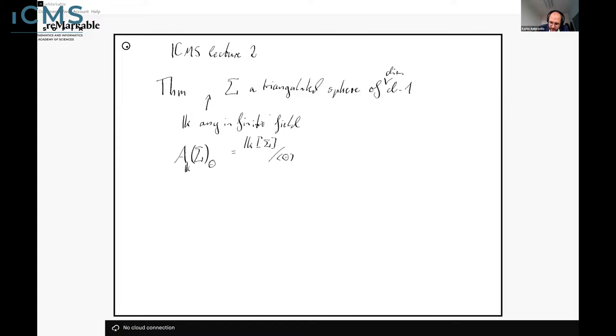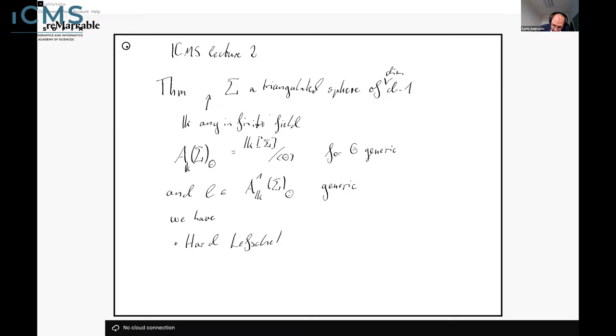So what do I want here? For theta generic, and L in the degree one component of this ring, again a generic element. So theta and L are generic in this product space. We have the hard Lefschetz: I have this isomorphism from degree i to degree d minus i. The implicit assumption here is that i is at most d over 2. So I have to multiply by L to the d minus 2i, and this is an isomorphism.